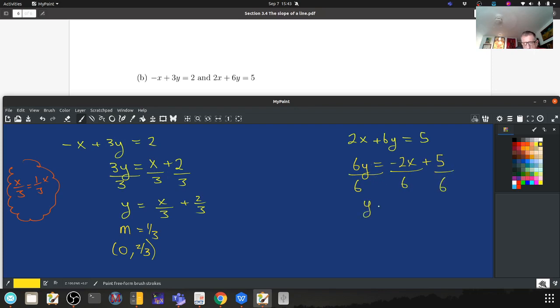So I have y is equal to minus 2/6. That's the same as minus 1/3. Minus 2 divided by 2 is minus 1. 6 divided by 2 is 3. So my slope, I'm going to call this m1, and I'm going to call this m2, is minus 1/3. And our intercept is 0, 5, 6.